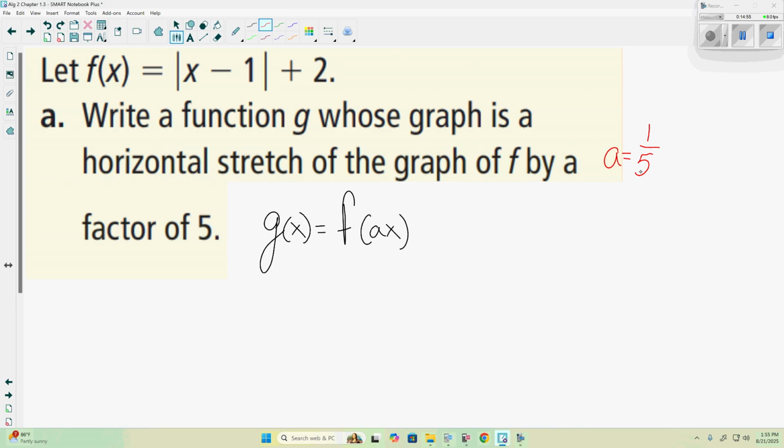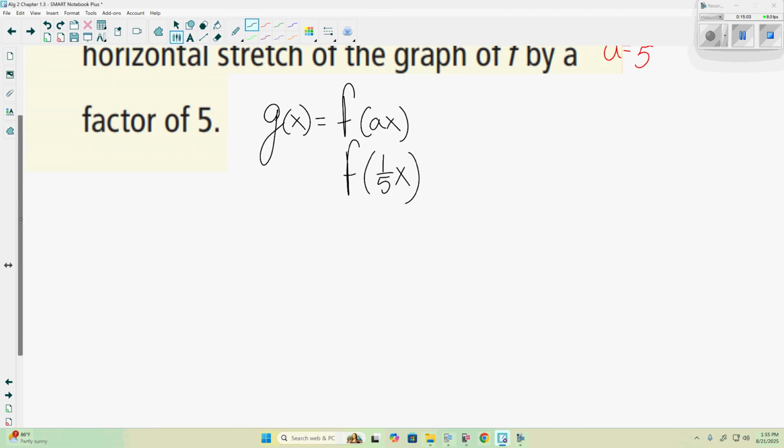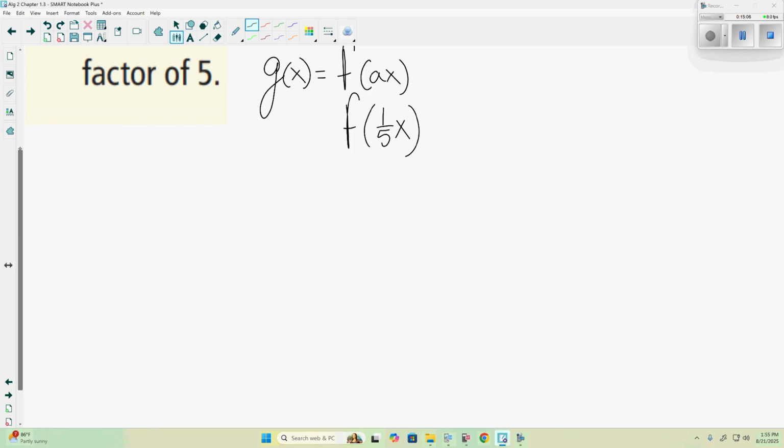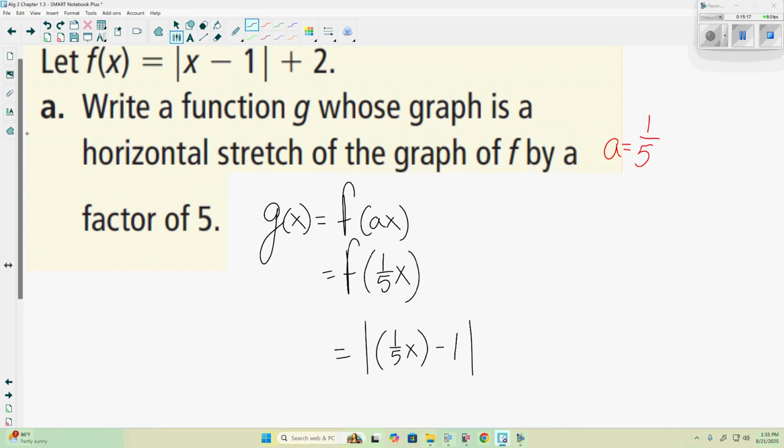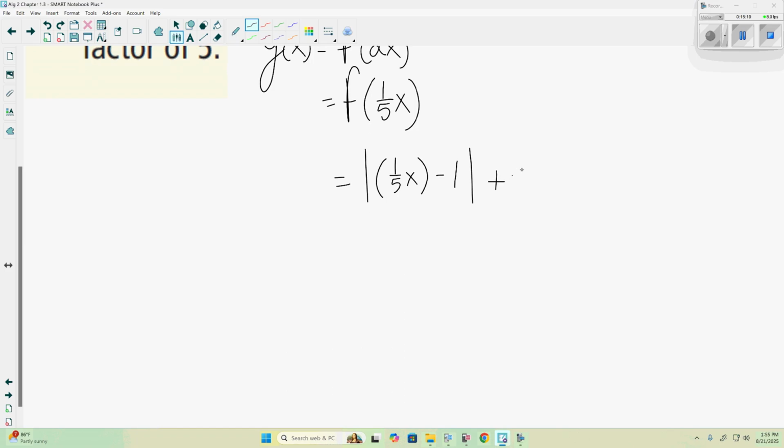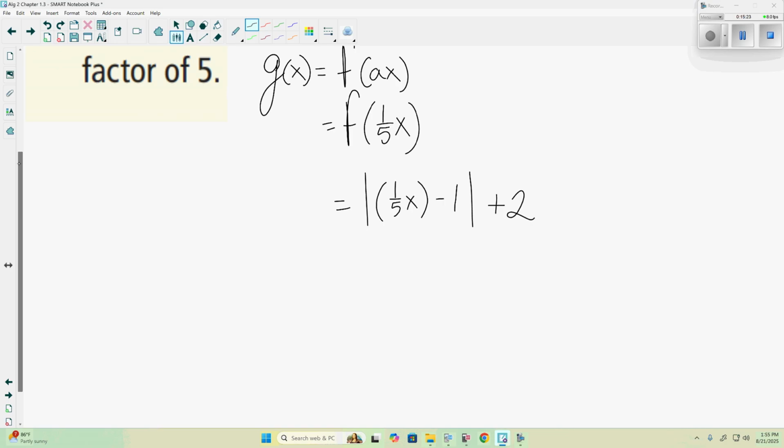So that means the number we're plugging in for A is 1/5. X minus 1. Since we have f of 1/5 x, we can replace every x in the function with 1/5 x.